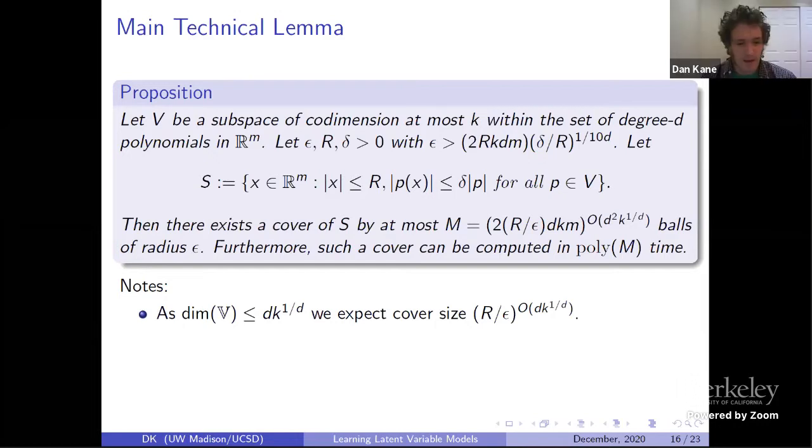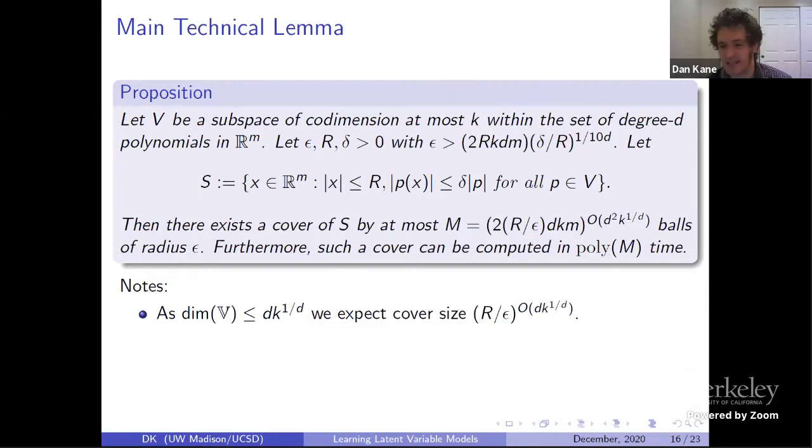Okay, but why do we expect something like this to be true? Well, if this was exact, the dimension of this variety would be at most d times k to the 1 in d. And so you expect that if you're covering a manifold of that dimension with balls of radius epsilon, you should have a cover of size approximately r over epsilon to the O of d times k to the 1 in d. And so our bound is a little bit worse than this.